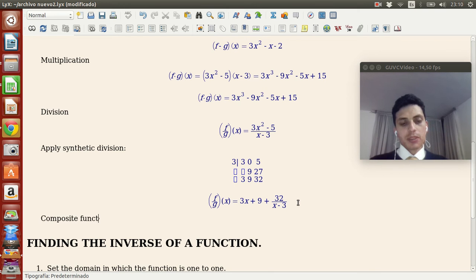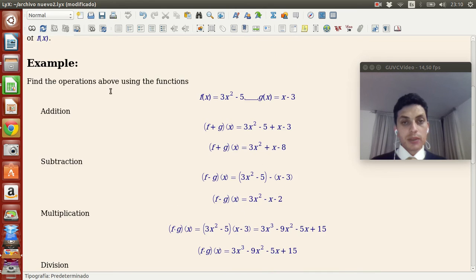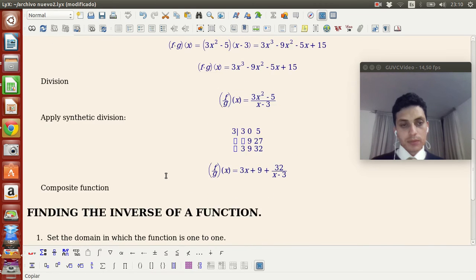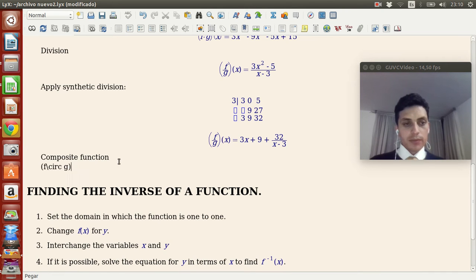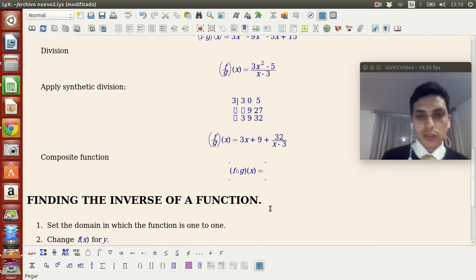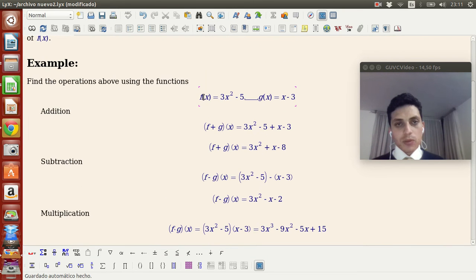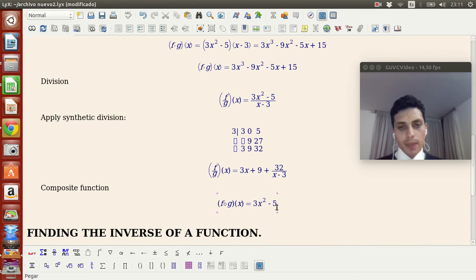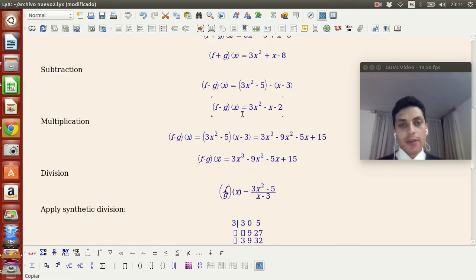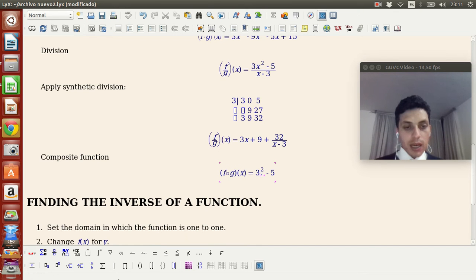Now the composite function. We're going to find the composite function. The composite function will be f of x, which one is f of x? 3x squared minus 5. But f composed with g means that instead of x, I'm going to use g of x. So g of x is x minus 3. So instead of x, I'm going to use g, that is x minus 3.